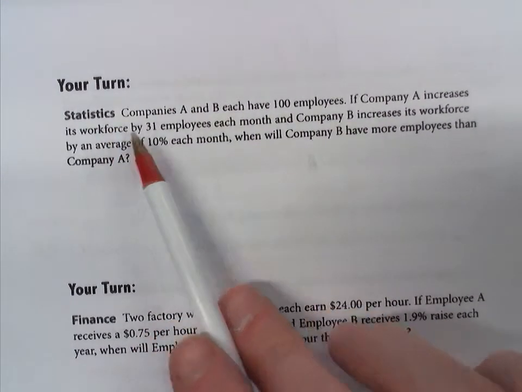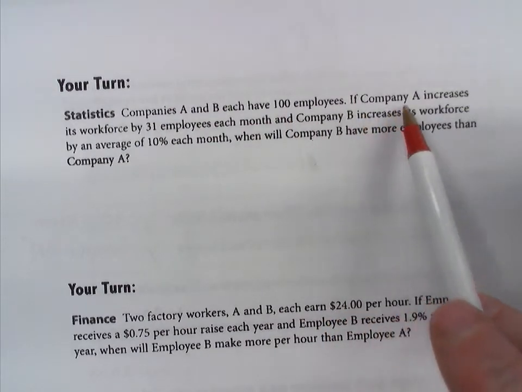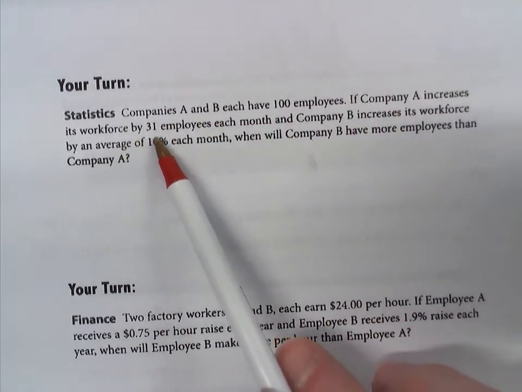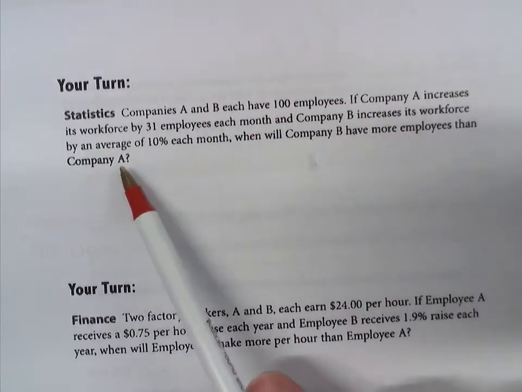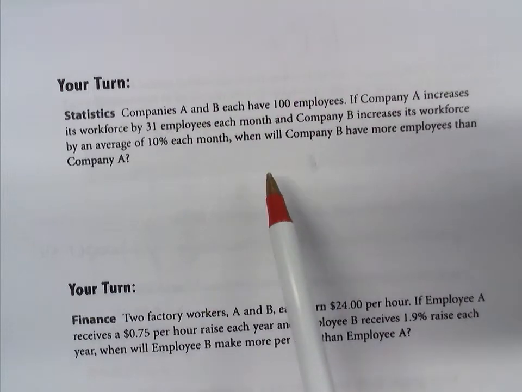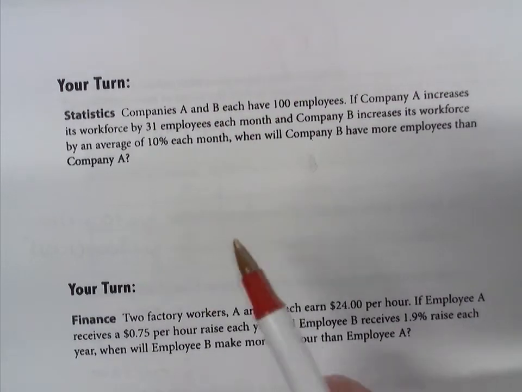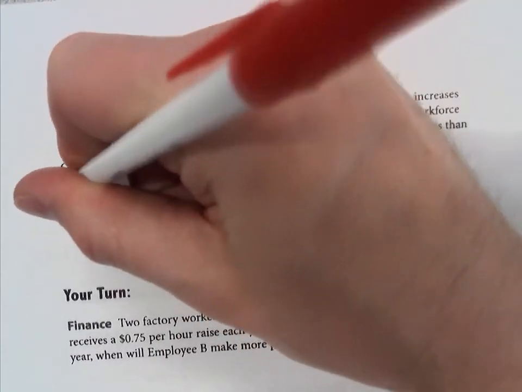So statistics here. Companies A and B each have 100 employees. If Company A increases its workforce by 31 employees each month, and Company B increases its workforce by an average of 10% each month, when will Company B have more employees than Company A? So let's come up with the two equations.